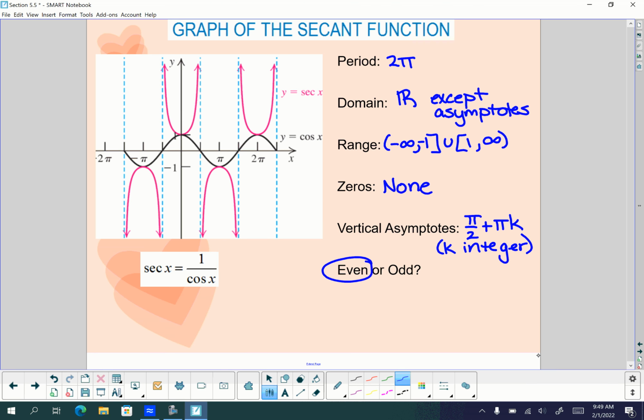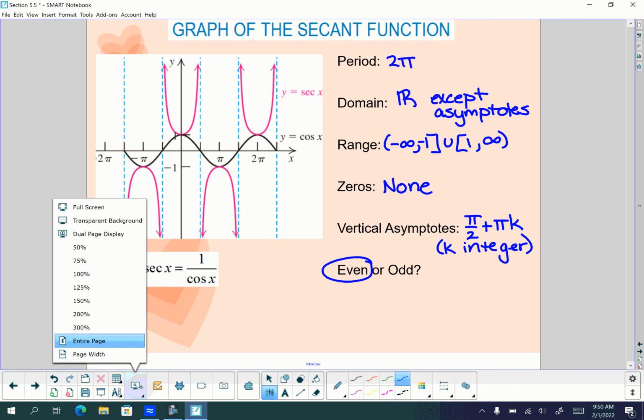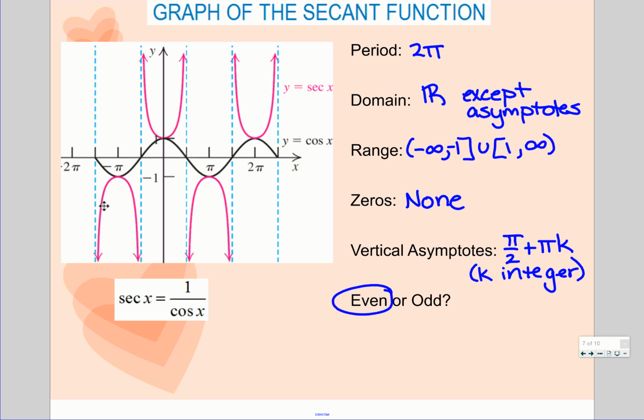Okay. So period of secant is again 2 pi. Domain is all real numbers except the asymptotes. Range is the same. Zeros are the same. All of those first 4 pieces of information, all the same. Vertical asymptotes are slightly different. You can pick any asymptote as a starting place. I picked pi over 2 as an asymptote on this graph. But then again, they occur every pi units after that. So you should still have plus pi k, where k is an integer. And then this guy is even. If you look at that y-axis, you can see it's symmetric about the y-axis.